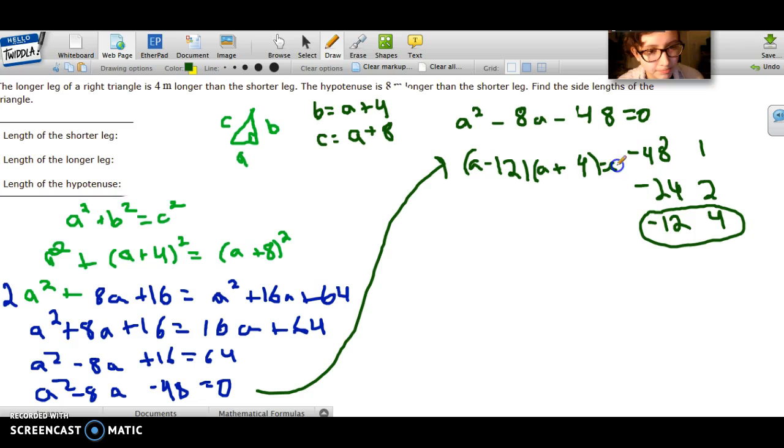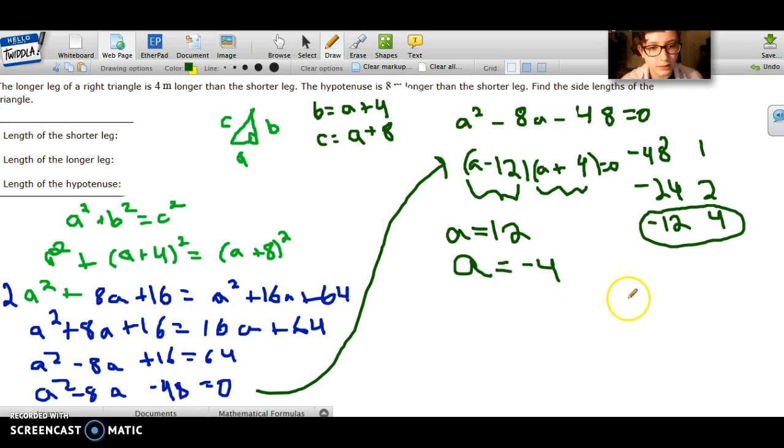And that equals 0. So either this term here has to be 0 to make this true, or this term here has to be 0 to make the whole thing true. So we're going to solve for both. A equals 12, or A equals negative 4. We can't have a negative term because that doesn't make sense with our problem, because a triangle can't have a length that is negative. So we're going to use A equals 12.